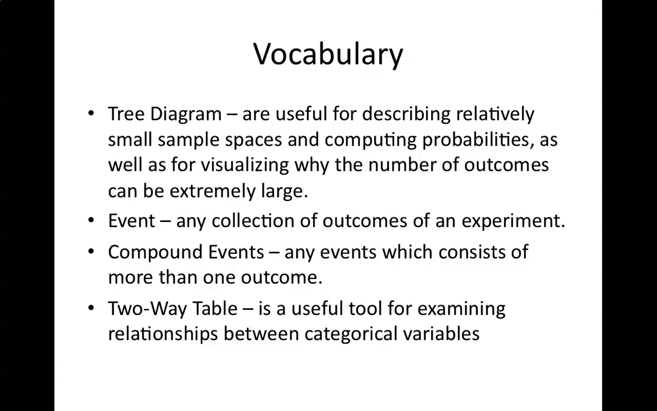An event is another term you'll need to know, and an event is any collection of outcomes of an experiment. Compound events are any events which consist of more than one outcome. And finally, a two-way table. This is another visual tool that is useful for examining relationships between categorical variables. It's kind of like a tree diagram, it's just a table way of looking at the same data. If you need to stop or pause the video in order to finish jotting down the definitions in your guided notes, feel free to do so.